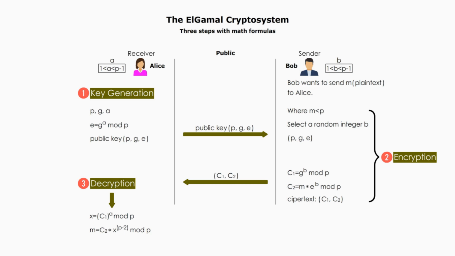Step 1, key generation by Alice, the message receiver. Alice will generate a pair of keys, a public key and a private key. She sends the public key to Bob. She keeps the private key. Step 2, Bob, the message sender, will use Alice's public key to encrypt his message and send the encrypted message, ciphertext, to Alice. Step 3, Alice uses her private key to decrypt Bob's ciphertext.